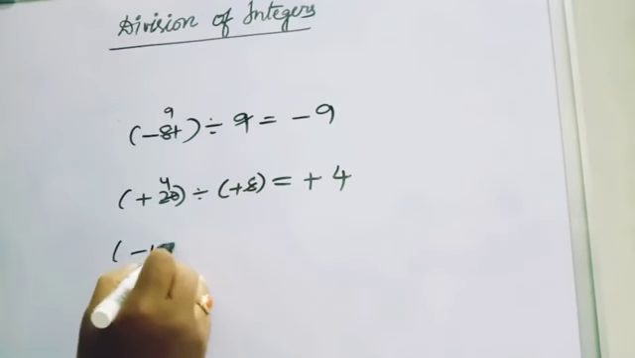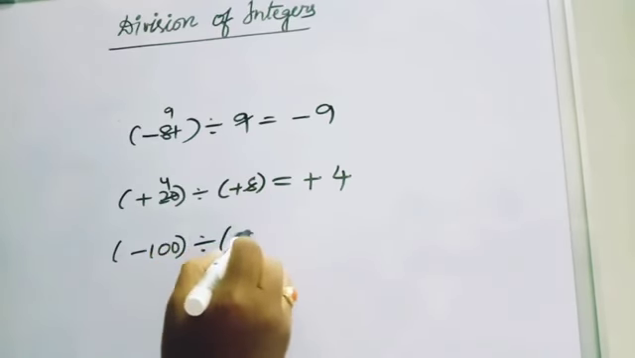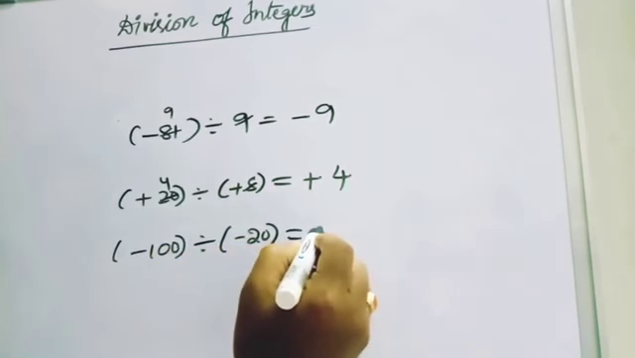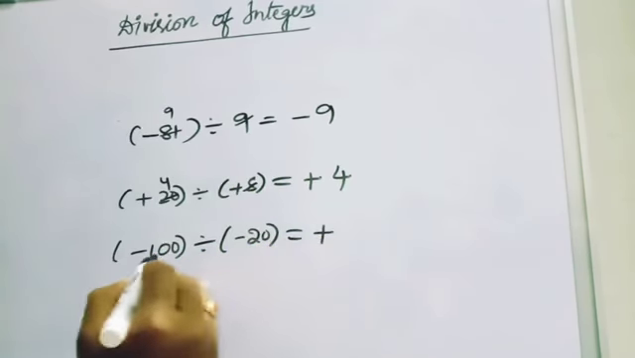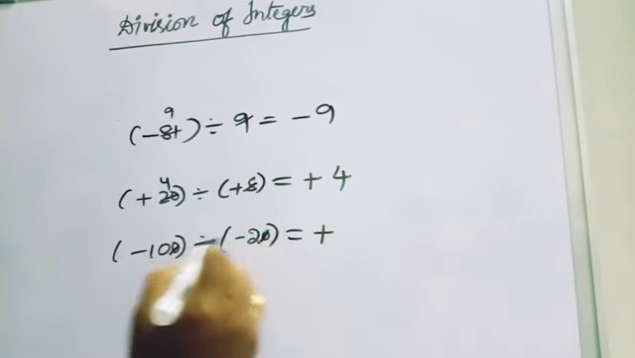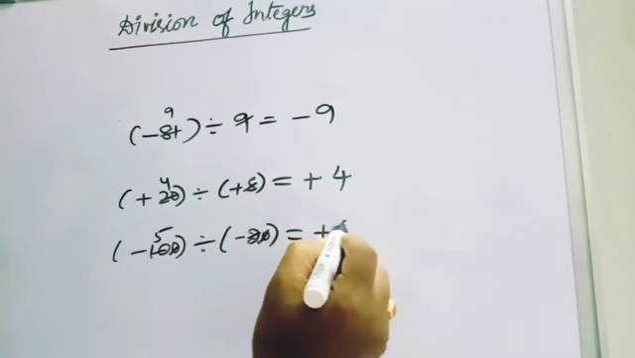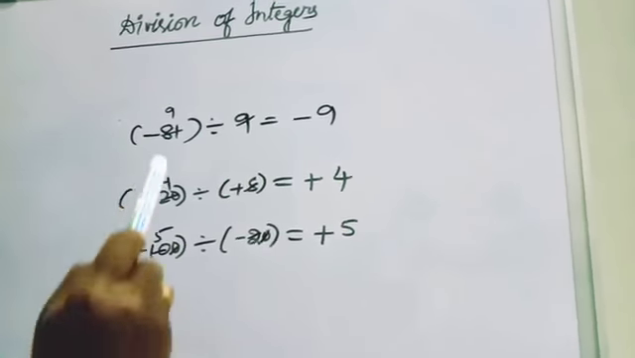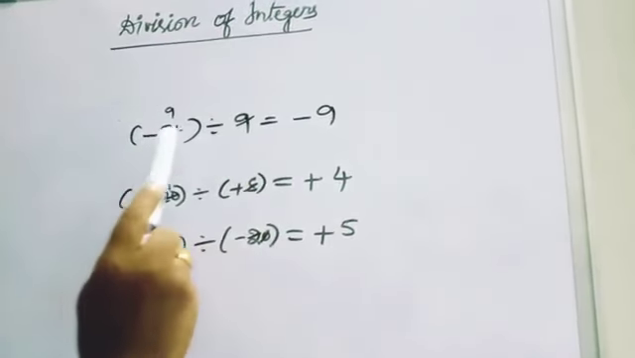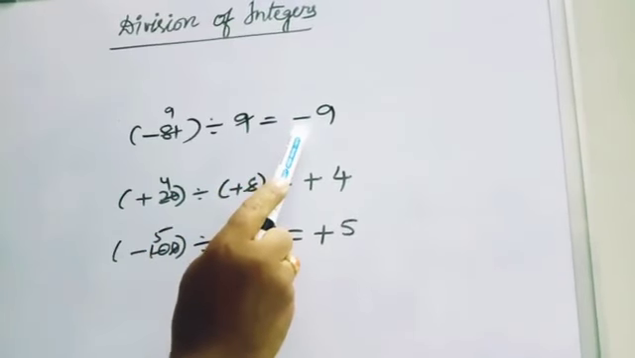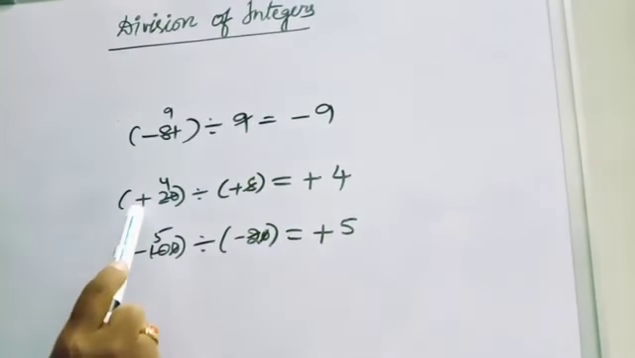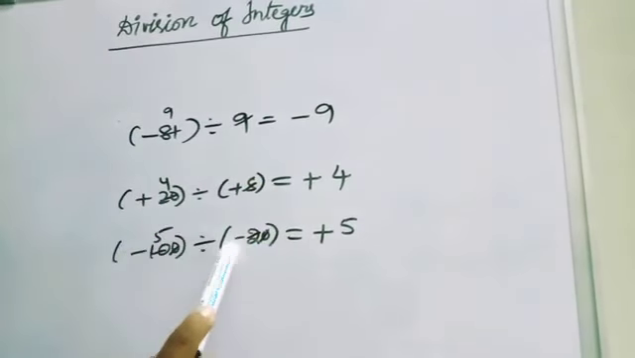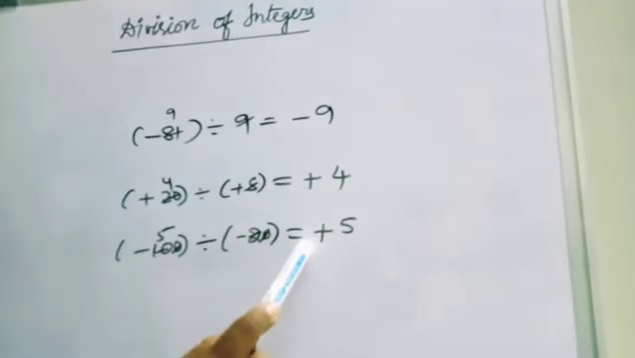If I am dividing a negative integer by a negative integer, the quotient is always positive, so the quotient is positive 5. So here you can see, if we are dividing one negative and one positive, the answer is always a negative integer. If we are dividing both positive or both negative, the quotient is always positive.